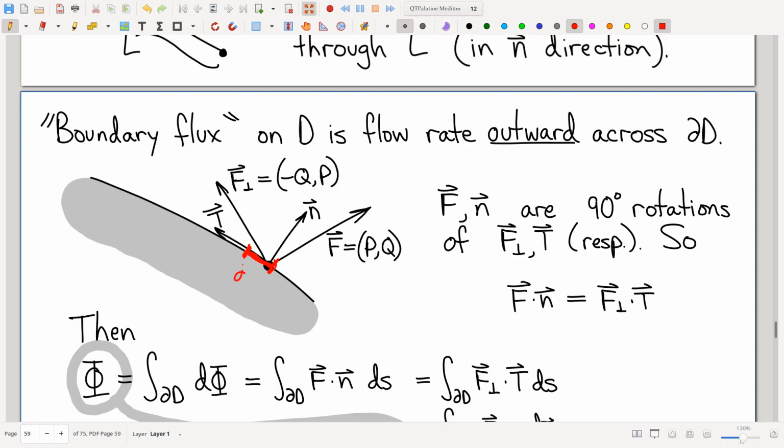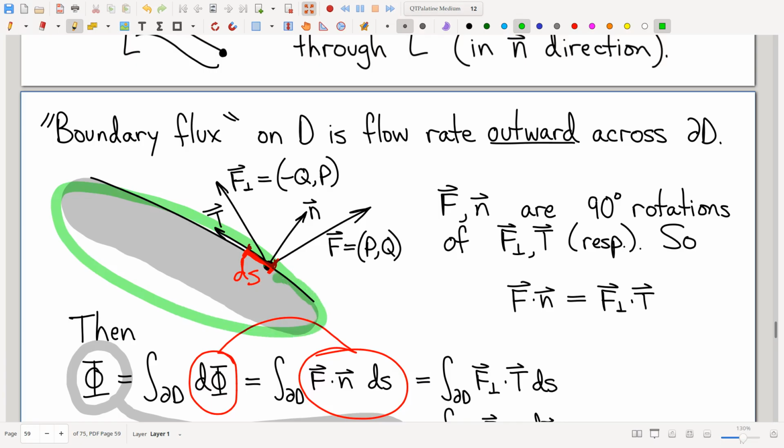some little segment of size ds, we already know the formula for the flux through that little piece. The flux is F dot n times the length, and the length is ds. So on each little piece, it's just F dot n ds. And of course, if you want to add that up over the entire boundary, then you integrate over that entire boundary. Is that cool so far?